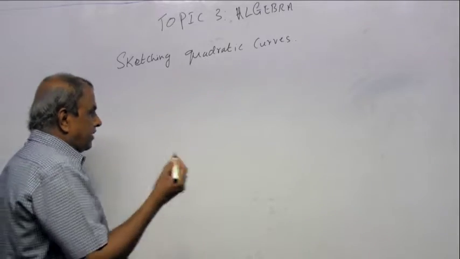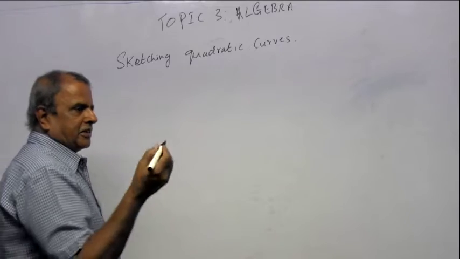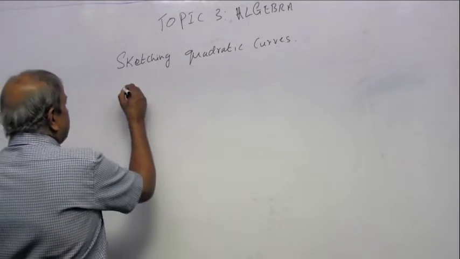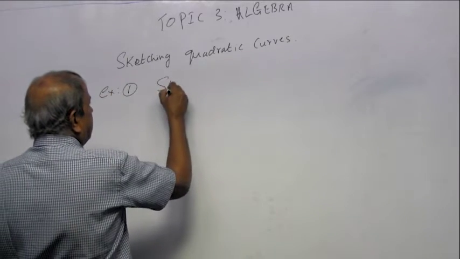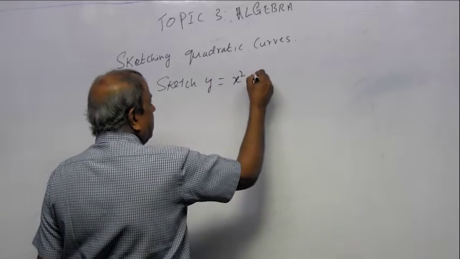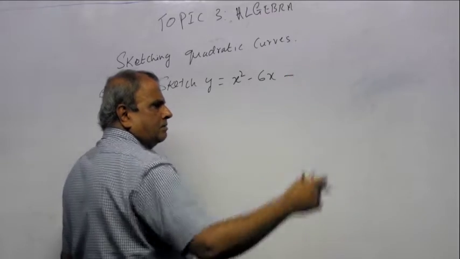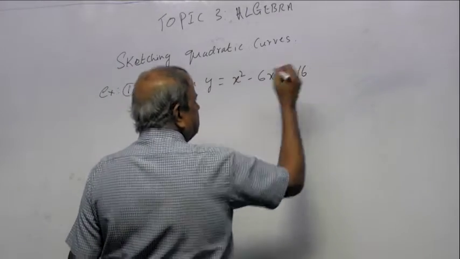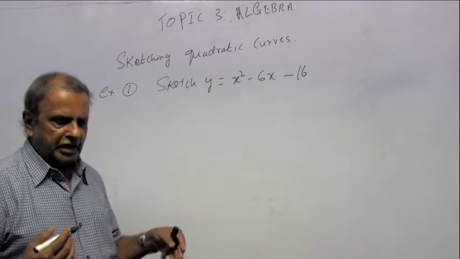The easiest way, I think, is to take an example instead of just talking with all A's and B's and C's. So let's say, for example, sketch y equals x squared minus 6x minus, let's take 16.